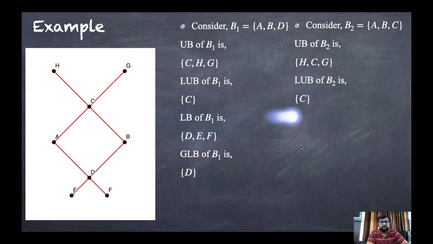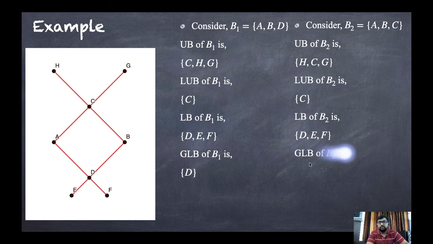Now next, what is the lower bound of the set ABC? So they will be D, E, F. So D, E, and F, because we can go from D to A, D to B, and D to C, and in the same manner for E and F. Now, what is the greatest one among D, E, and F? That is D. So the GLB is D.